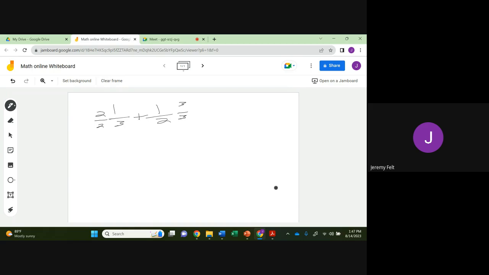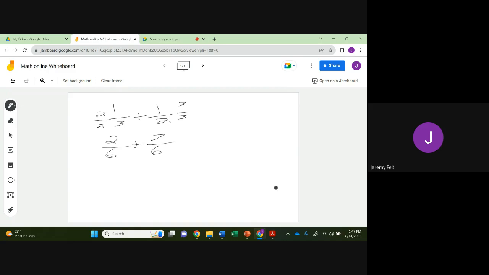So I can't just do the denominator and call this 1/6 and this 1/6. No, 1/3 and 1/6 are not the same value. So I need to multiply top and bottom by the same number. So this becomes 2 over 6, and this becomes 3 over 6.